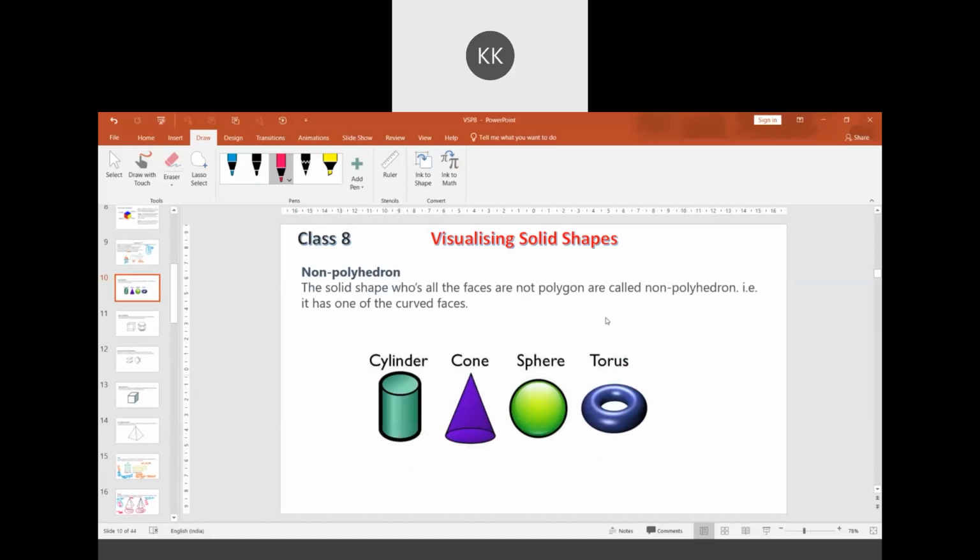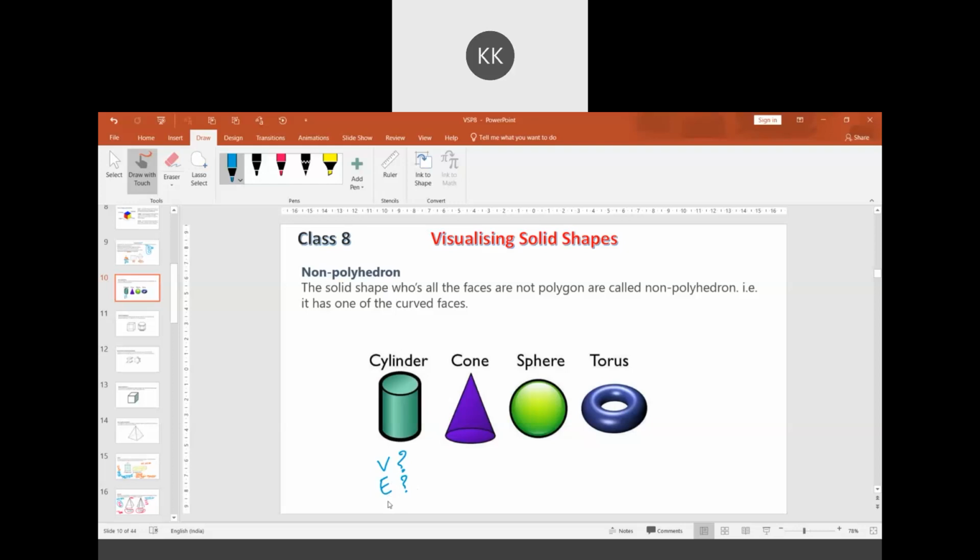Why is it not applicable for these figures? For the cylinder, why is it not applicable? Sir, we count a circle as one edge. Can we find the vertices here? No sir, in a cylinder we can't find the vertices. Can we find the edges? No sir, we cannot find the edges.